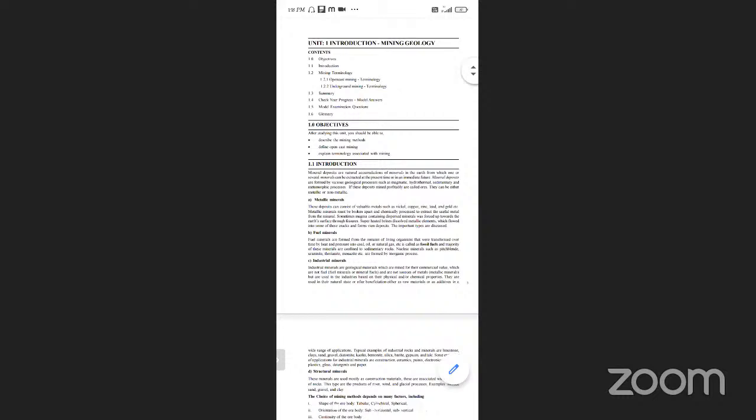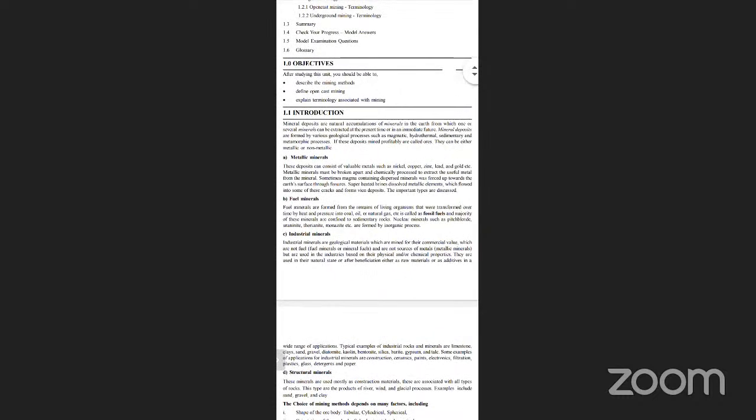The major objectives of mining geology are, after studying this unit, you should be able to describe the mining methods, define open cast mining, and explain the terminology associated with mining. Whatever terms are related to mining geology, all these terms, the introduction and the major objectives, you are going to learn by studying this unit.